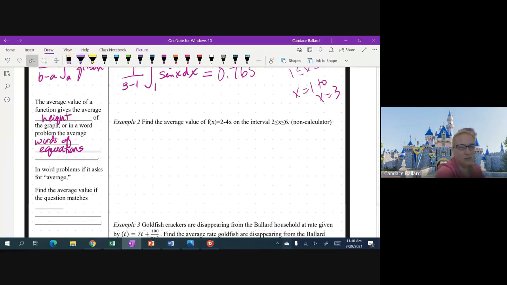We've got to practice doing it by hand every so often. Okay, so we haven't done a definite integral in a while. Find the average value of f of x equals 2 minus 4x on the interval from 2 to 6.